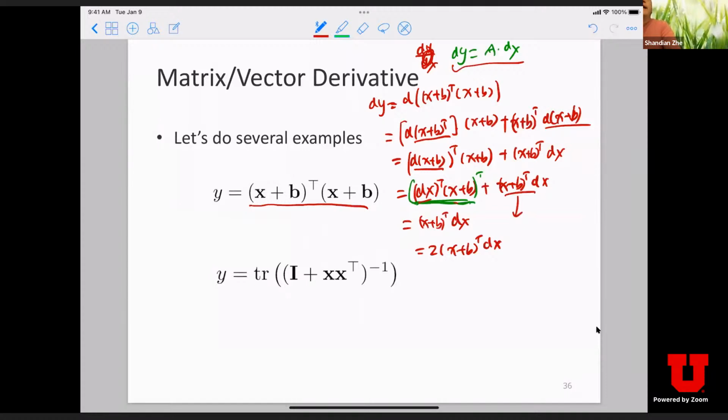So what is dy over dx now? Can anyone read it? Yeah, that's it. That's our final result, our dy over dx. Of course, you can also use 2 times x plus b to get rid of this transpose, following another definition, and that's fine, but it doesn't change the essence. Okay, this is the first case.